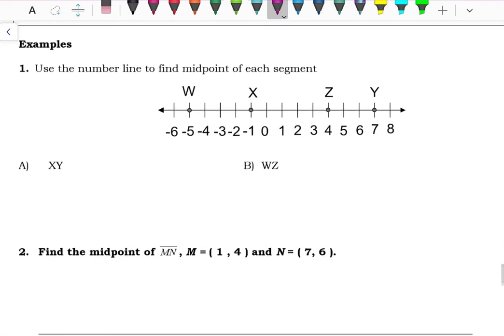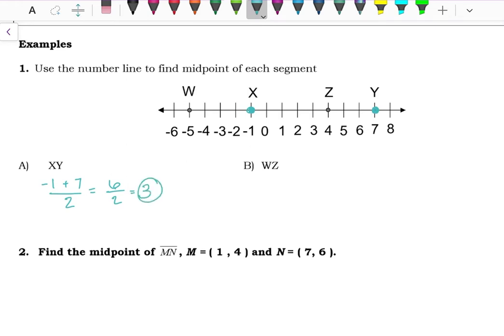So here's our line. We've got x here and y here, and we want to find the middle of them. So I'm going to add them together. x is at -1, and y is at 7, so I'm going to add them and then divide by 2. -1 plus 7 is 6 over 2, and 6 divided by 2 is 3. So the midpoint would be right at 3. And if you look, 3 is right here. That's 1, 2, 3, 4 away from x, and that's 1, 2, 3, 4 away from y. So it's right in between the two.